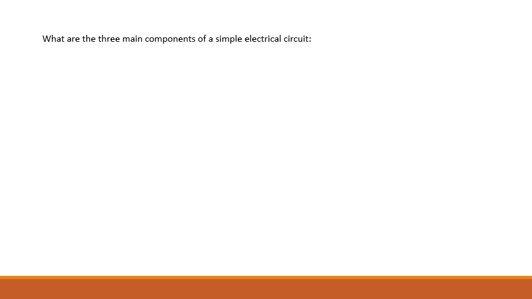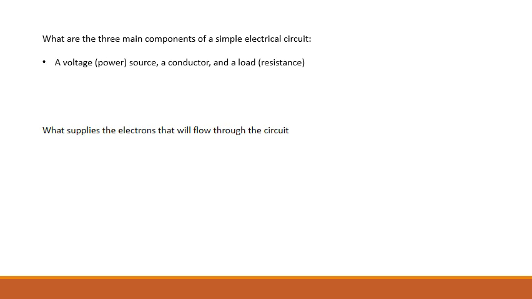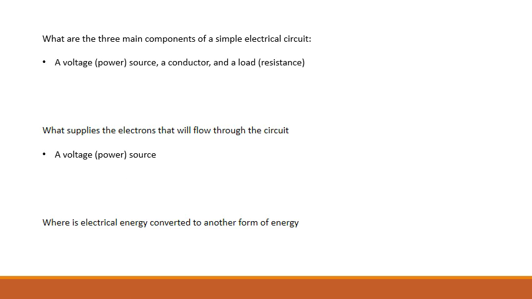What are the three main components of a simple electrical circuit? First is voltage or power source, second a conductor, and the third is the load, resistance. What supplies the electrons that flow through the circuit? A voltage or power source. Where is the electrical energy converted to another form of energy? This is within the circuit, at the load or resistance or resistor. Like a light bulb converts electrical energy to light energy, or a motor converts electrical energy to physical or mechanical energy.